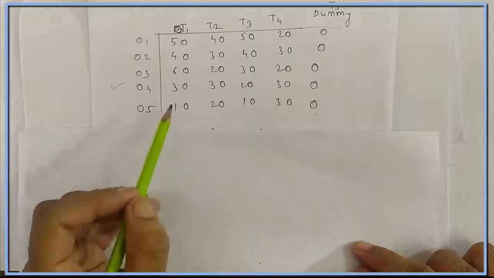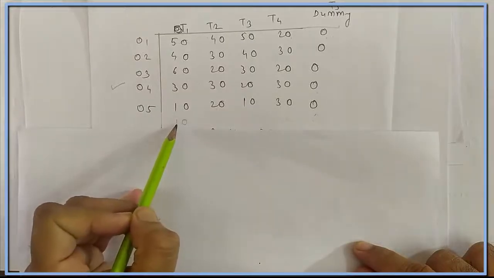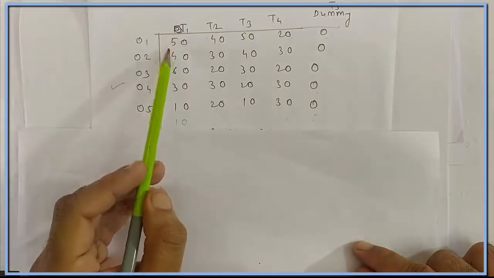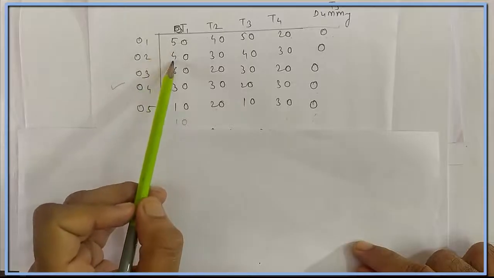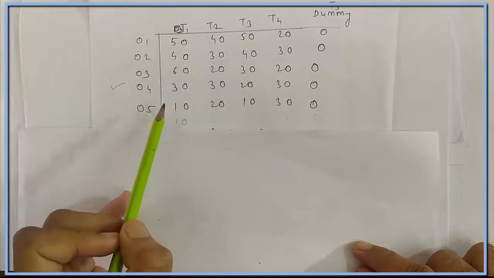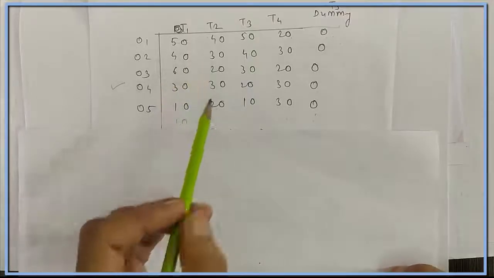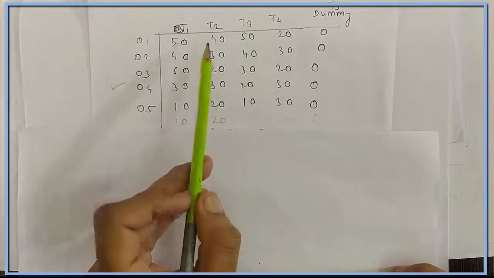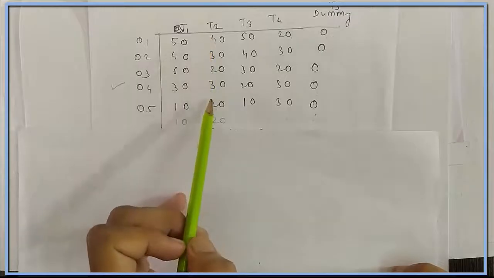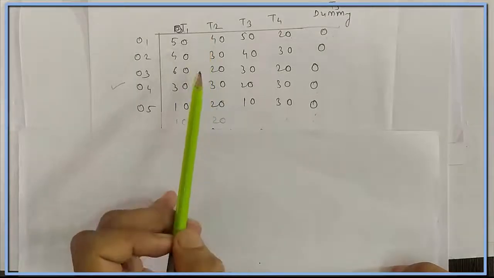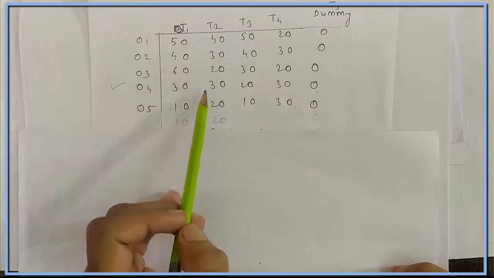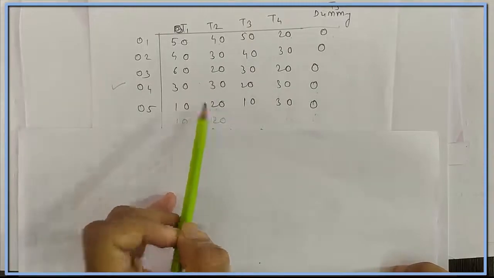The second step is column reduction. Now in the column reduction, identify the smallest element in the column. The smallest element is 10 and subtract this 10 from the elements of the column. 50 minus 10, 40 minus 10, 60 minus 10, 30 minus 10 and 10 minus 10. In the second column, the smallest element is 20. Subtract this 20 from the elements of the T2 column. 40 minus 20, 30 minus 20, 20 minus 20, 30 minus 20 and 20 minus 20.